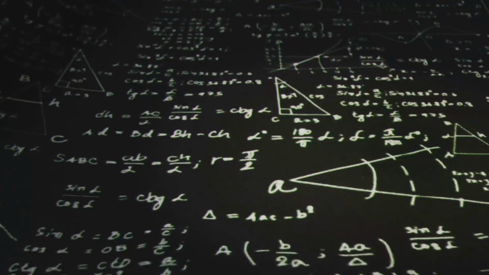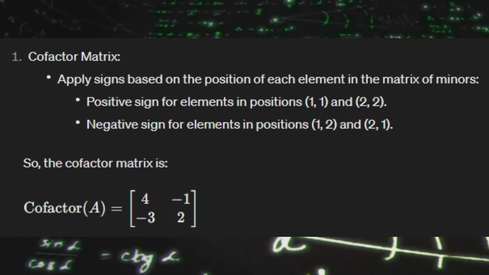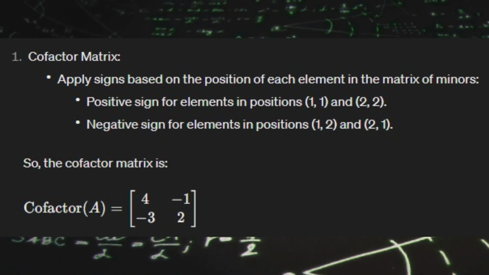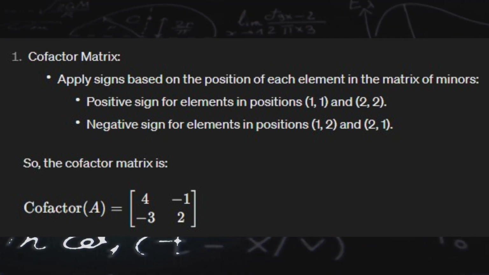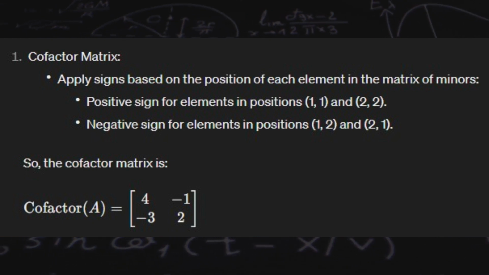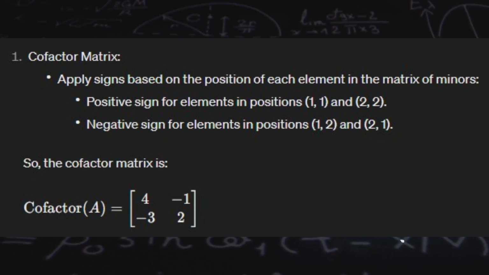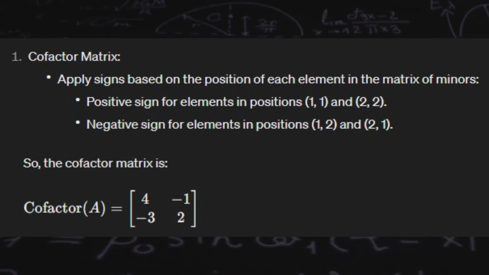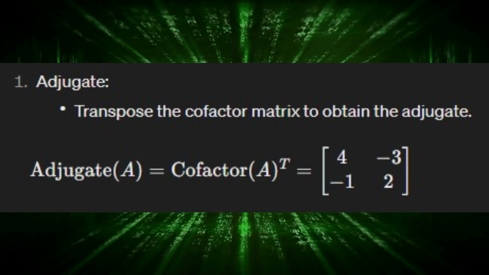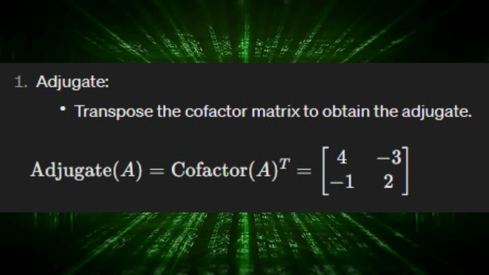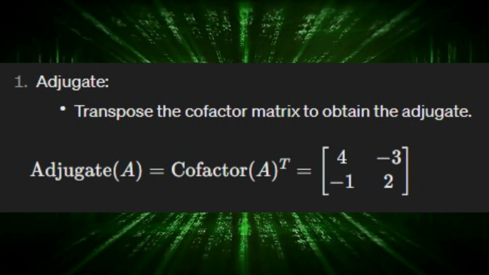Step 2 is to form the cofactor matrix. The cofactor of an element is its minor, multiplied by -1 to the power of the sum of its row and column numbers. This might sound tricky, but remember, in a 2x2 matrix, this means we just swap the sign of the top right and bottom left elements. Step 3, transpose the cofactor matrix to get the adjugate. Transposing simply means swapping rows with columns. In a 2x2 matrix, this means swapping the top right and bottom left elements.